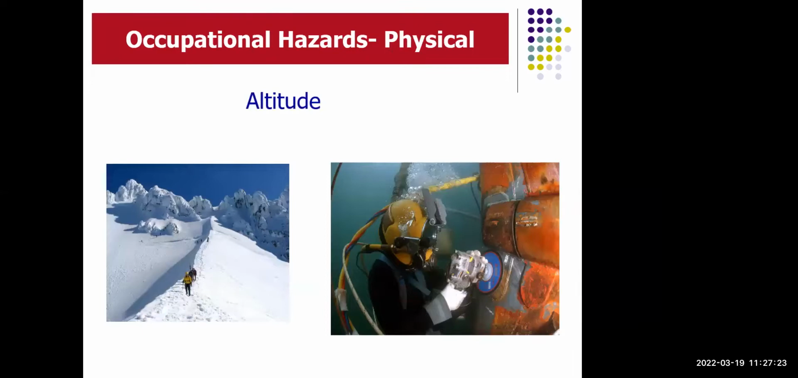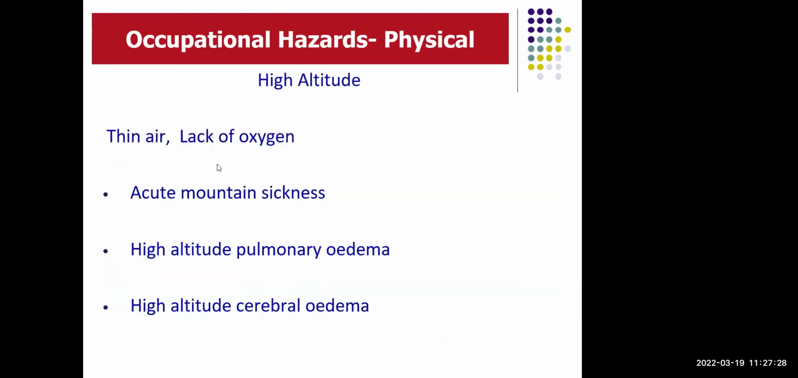Now altitude. Both higher altitude and the sea depth are problematic. At high altitude, there is thin air, so the partial pressure of oxygen drops and there is lack of oxygen. It may cause acute mountain sickness and high altitude pulmonary edema. Pulmonary edema means your lungs start filling with fluids, and cerebral edema means your brain starts filling with fluid. Both are very dangerous, and the only treatment is to come down immediately.